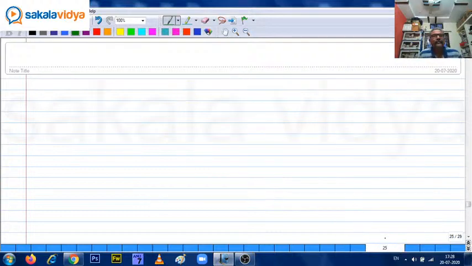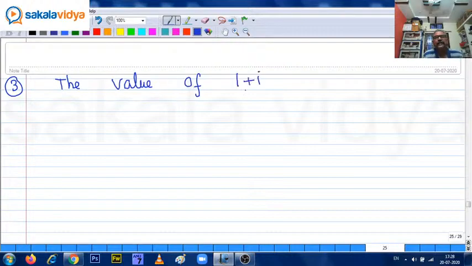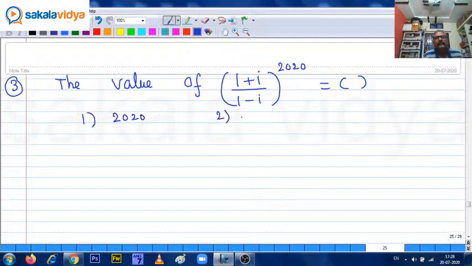Now I give one question, you try to solve it. Third: the value of ((1 plus i) by (1 minus i)) to the power of 20 equals: first option 20, second option 2019, third option i, fourth option 1. Slowly the level will increase like this. If you know the concepts, with the help of concepts, this problem can be solved in a fraction of a second.